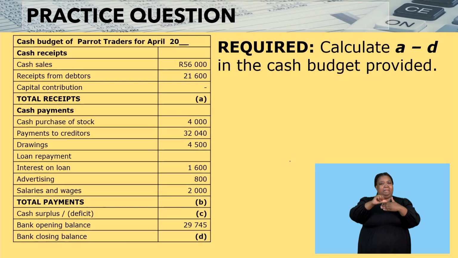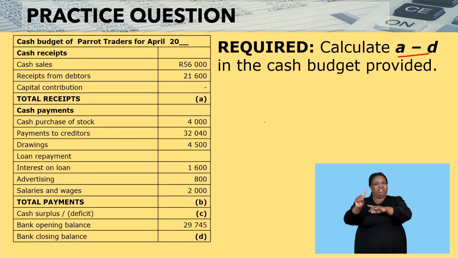In today's class, I'm going to be talking budgeting. I have a practice question for you, and I have a cash budget of Parrot Traders for the month of April. We are required to calculate A to D in the cash budget provided.